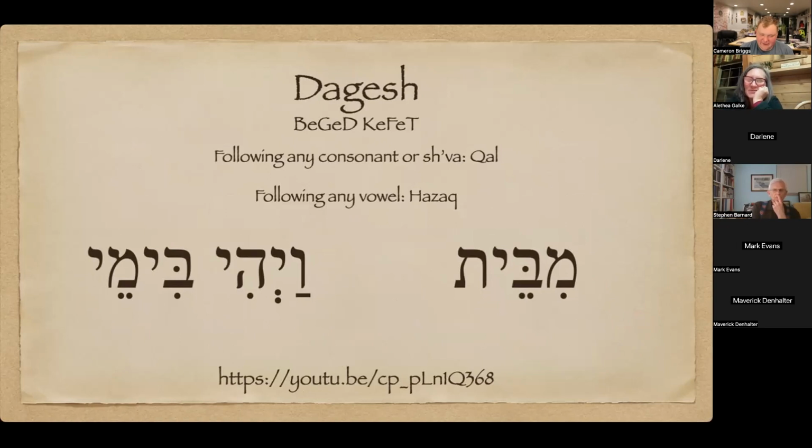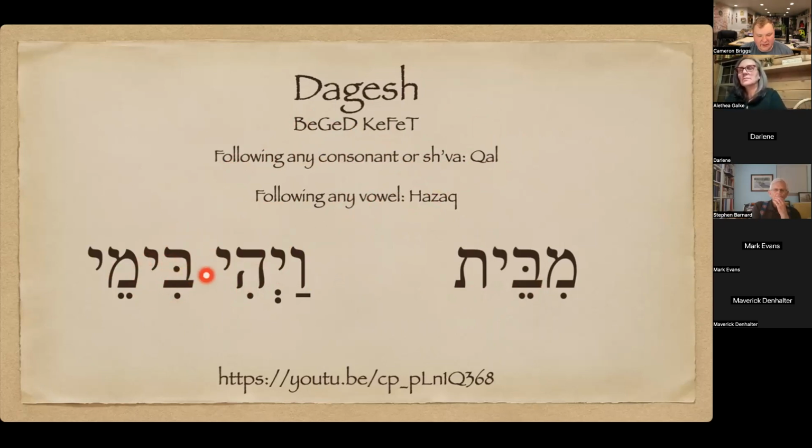With the beged kefet, there is a little bit of nuance to it. When we have a consonant of the beged kefet that follows another consonant or a shva, it's going to be the dagesh kal. But if it does follow a vowel, it's going to be a dagesh hazak. So let's take a look at this bet here versus this one over here.